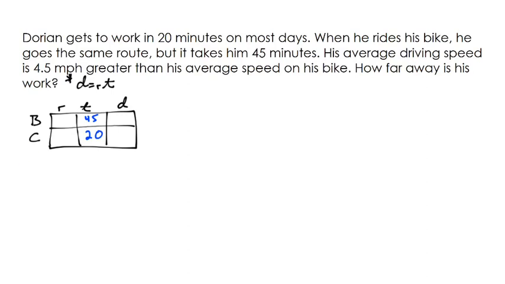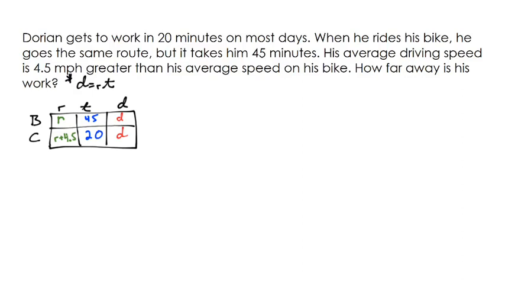It says his average driving speed is 4.5 miles per hour greater than his average speed on his bike. So if we don't know his speed on his bike and we just define that as R, then we know that his average speed in his car is going to be R plus 4.5. And how far away is his work? One thing that we know is the distance is going to be the same for both.